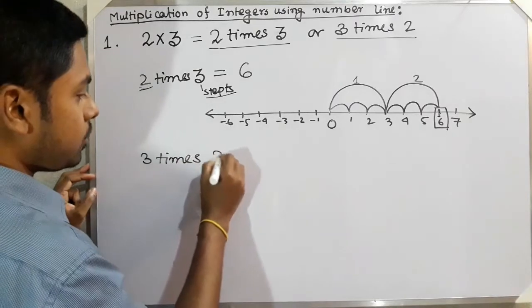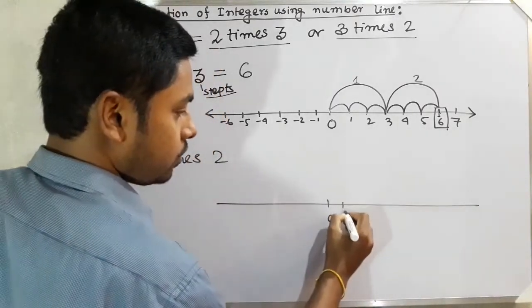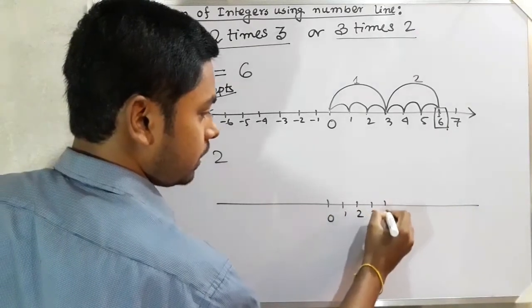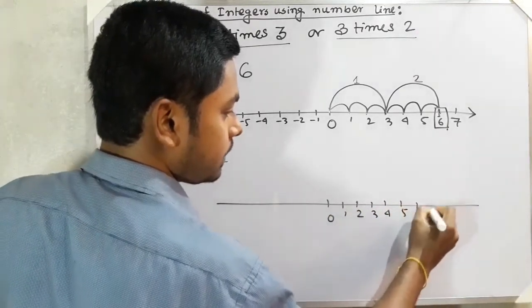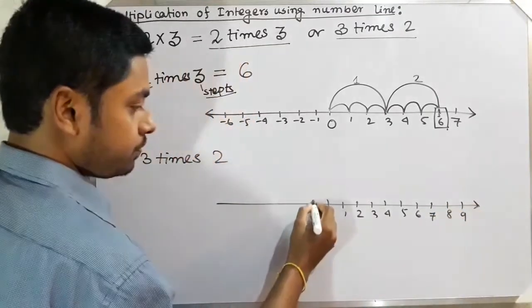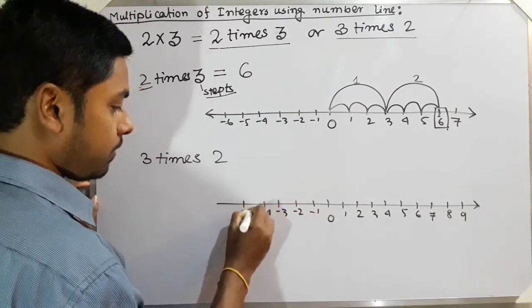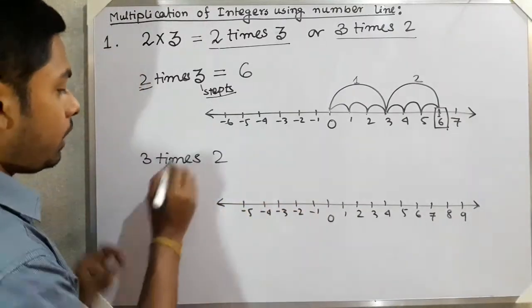3 times 2. So draw the number line first. 0, 1, 2, 3, 4, 5, 6, 7, 8, 9, arrow. Minus 1, minus 2, minus 3, minus 4, minus 5 and arrow. Okay. Now we have to do what?